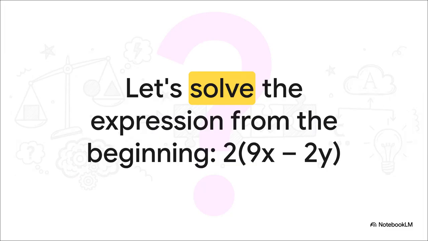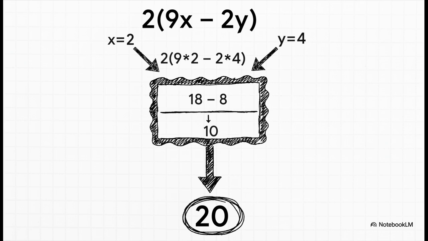Hey, look who's back. It's that same expression that might have looked like gibberish just a few minutes ago. But guess what? It's not gibberish anymore because now we have all the tools we need to translate it. We're told that x is 2 and y is 4. So let's do this. First step, we substitute or plug in the values. The x becomes a 2 and the y becomes a 4.